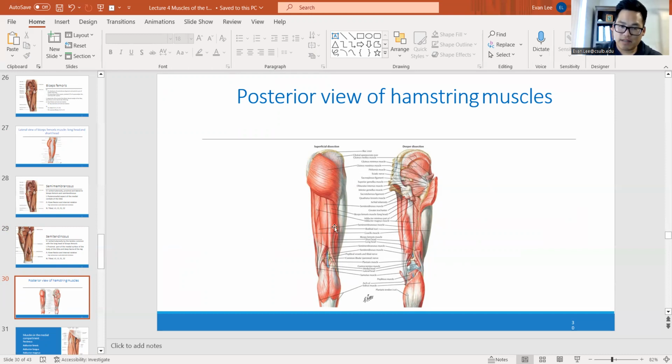So how could you tell that this is the lateral versus medial side? One way is to look at the orientation of the butt, but then also you can see that you have this really big iliotibial tract over here on the side of the thigh as well.